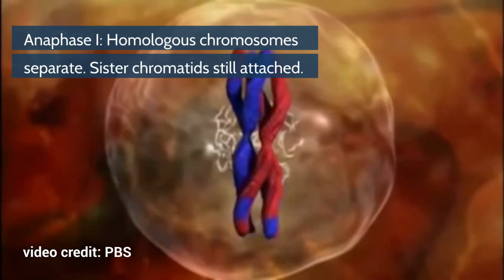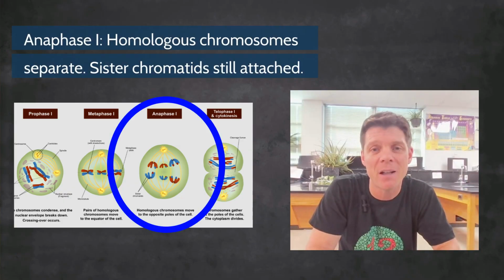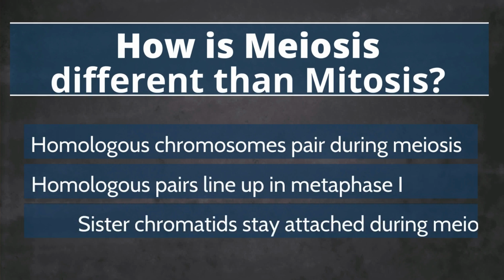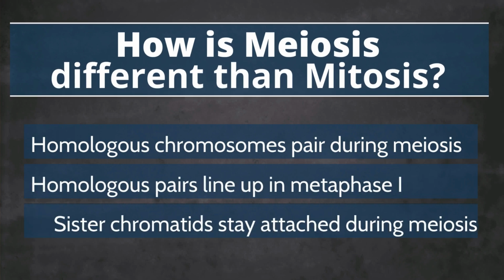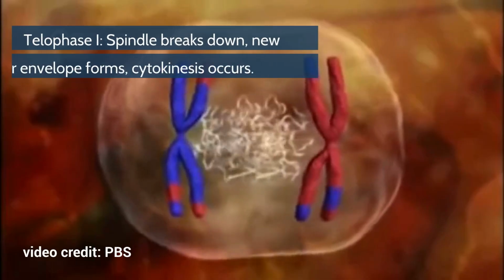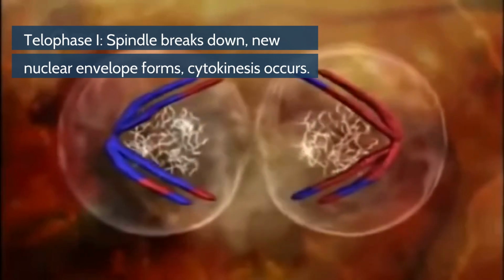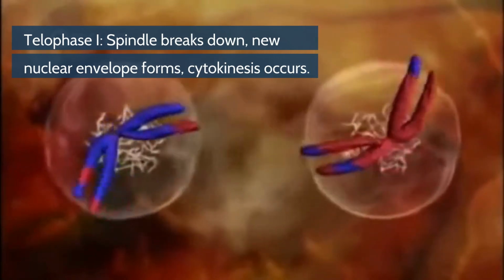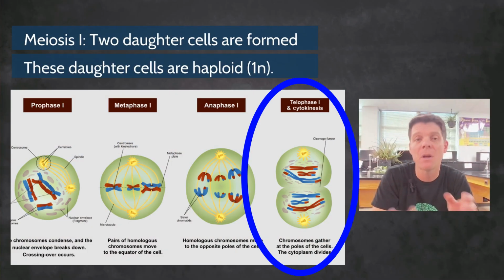During anaphase 1, the homologous chromosomes separate and move toward opposite poles of the cell. Notice that the sister chromatids are still attached. That's a key difference from mitosis. Finally, in telophase 1, the spindle breaks down, a nuclear envelope may form around the chromosomes, and the cell divides. By the end of meiosis 1, we have two haploid daughter cells formed when cytokinesis splits the cell.